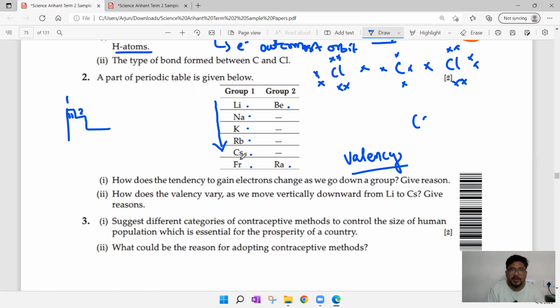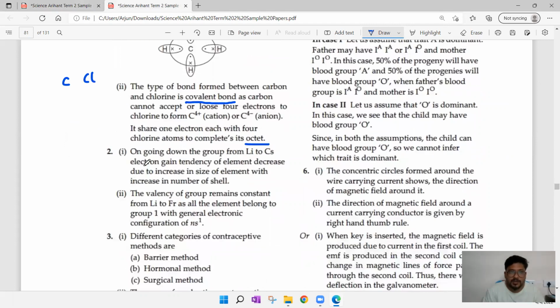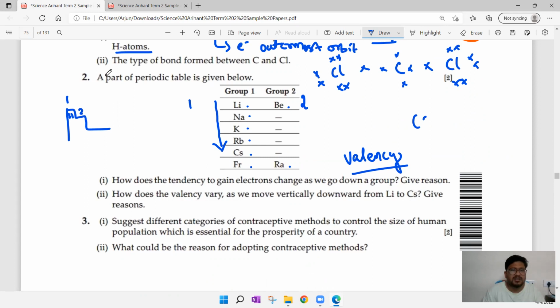Why are all elements placed in group 1? Because all these elements will have only one valency. Why are all these elements placed in group 2? Because all those elements will have two valency, so the valencies will be constant, so the tendency will be constant. So give the reason means that is the reason. You can observe, on going down from lithium to cesium, the electron gain tendency of element decreases due to increase in size of element.